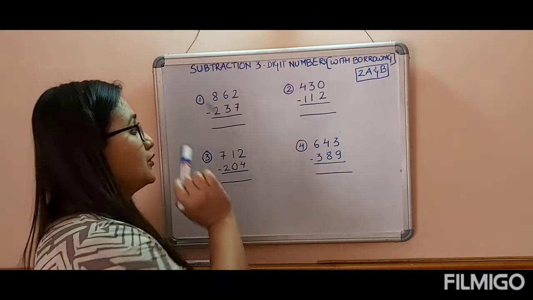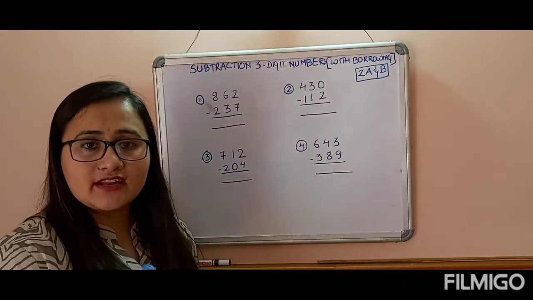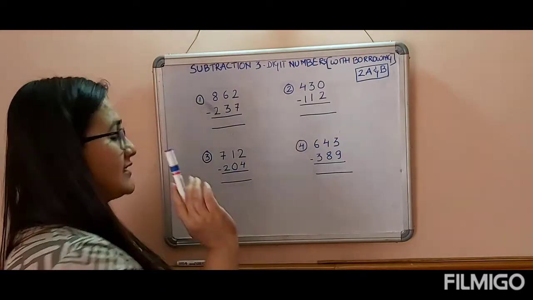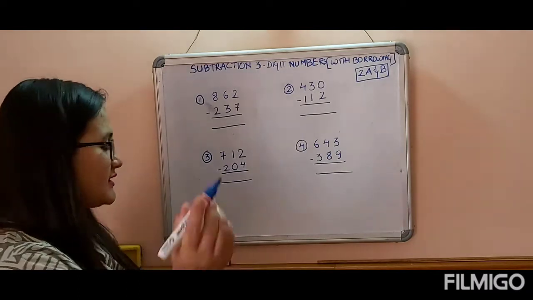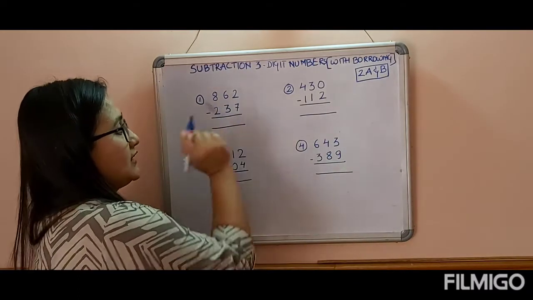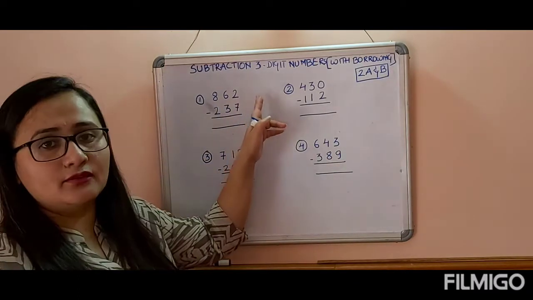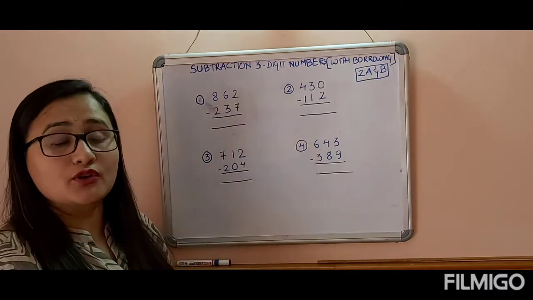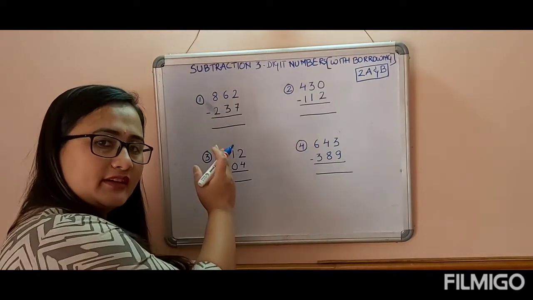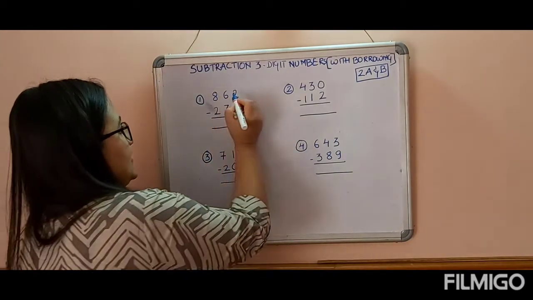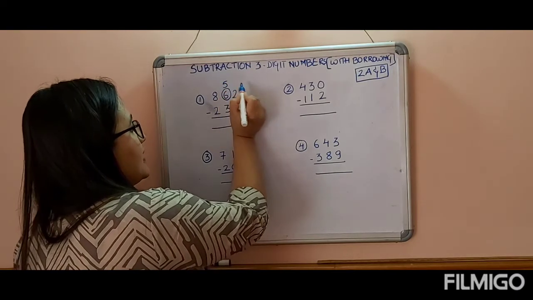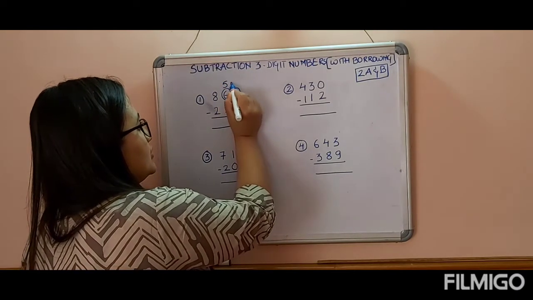Look at the board now. Everyone knows that you have to start subtracting from the ones place. So now here it is. Can we subtract 7 from 2? No, we cannot. So what will we do? We'll borrow from the tens place. If we borrow from the tens place, this will become 5 and this will become 12.